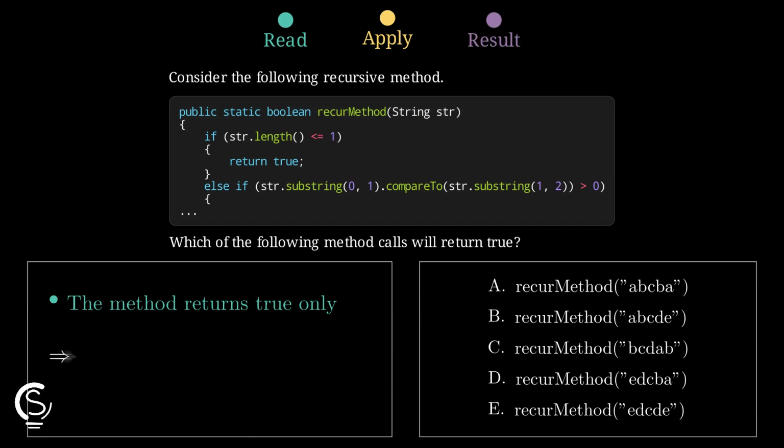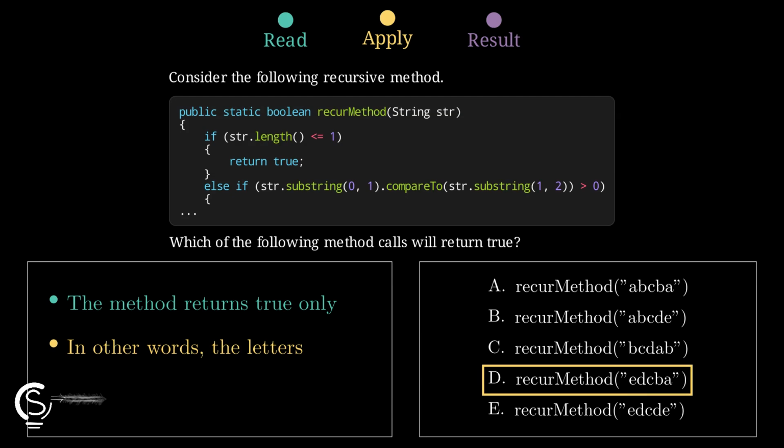Check in our options, only one string follows this rule. Since E is greater than D and D exceeds C, we find our winner.